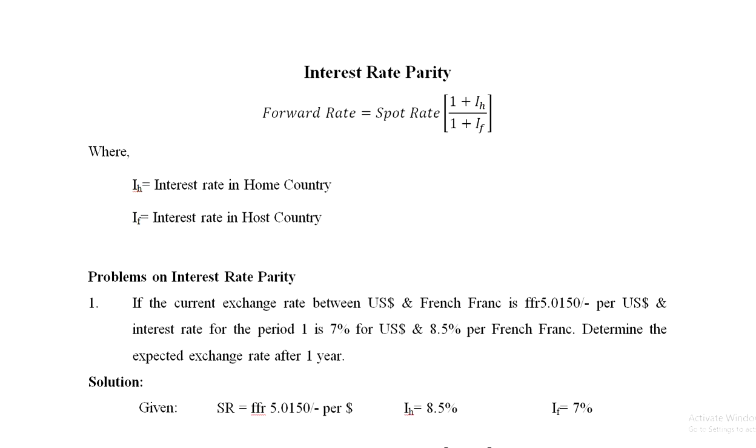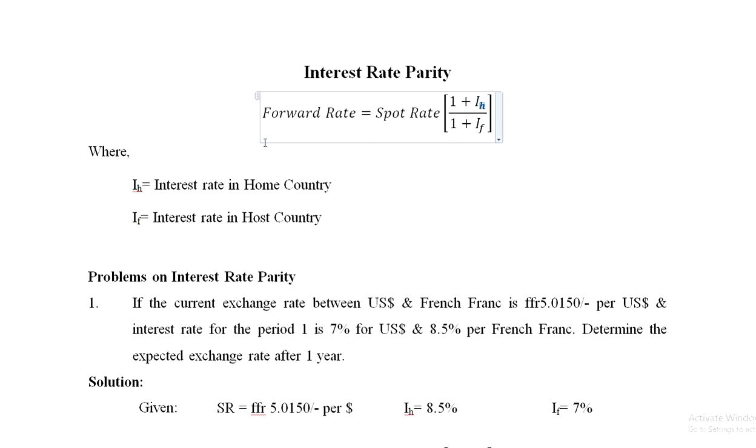Today we are discussing from the last topic where we were talking about the second unit, exchange rate theories. Yesterday we came up with the first point, that is purchasing power parity and the problems related to that. And today we have a second type of exchange rate theories, that is called interest rate parity. So I have given the formula over here. You can see that forward rate equals spot rate into 1 plus IH divided by 1 plus IF.